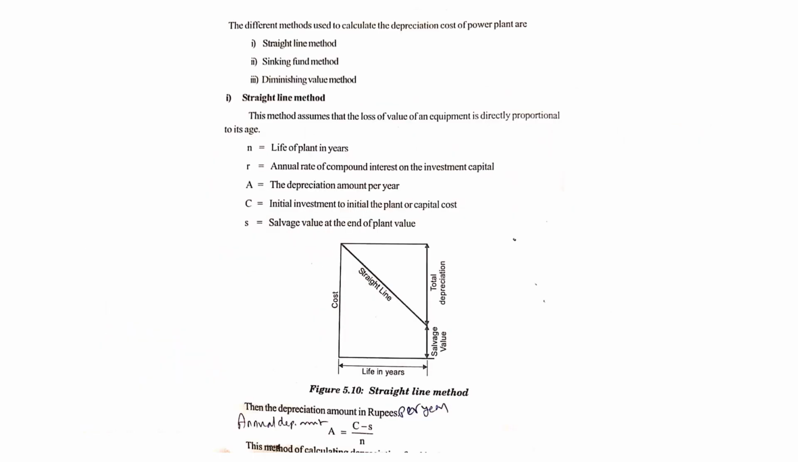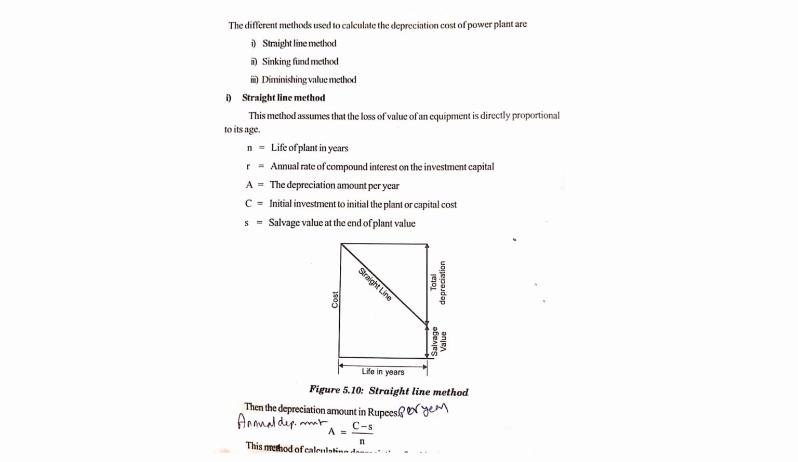See, the different methods used to calculate the depreciation cost of a power plant. This is part of fixed cost. The building cost, land cost, equipment cost, installation cost, design and planning cost all can be easily calculated. Similarly, cost of substation and cost of transmission lines also can be calculated. Whereas for other capital cost, that is depreciation cost, we have to find some mathematical methods to find the depreciation cost.